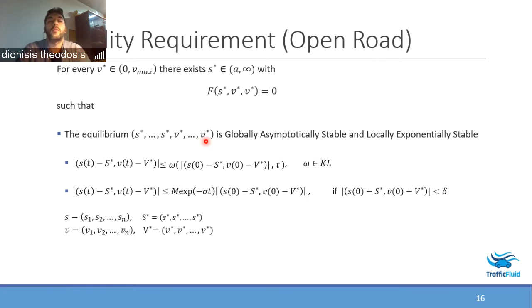Another property that we also want to have is that of stability. We want the platoon to be globally asymptotically stable, meaning that whenever we have a desired spacing at the desired speed, then all the vehicles converge to these values. Of course, we can also have some stronger property, like local exponential stability, meaning that if we are initialized close to the equilibrium, we can converge exponentially fast to the desired values.